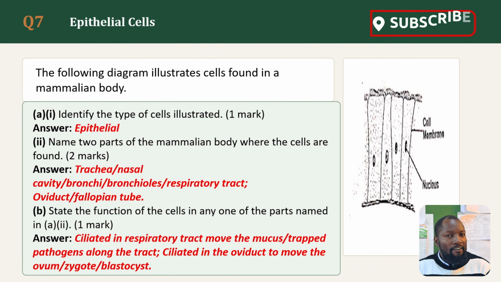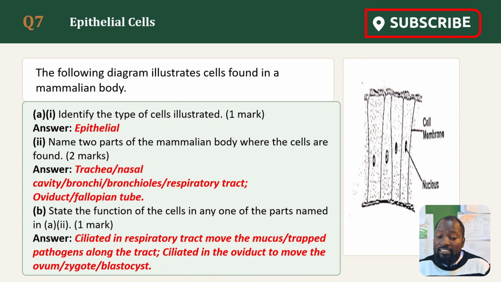Then part 2: name 2 parts of the mammalian body where the cells are found. Now, epithelial cells are found in very sensitive parts of the body, because the cilia-like structures on the epithelial cells are meant to detect especially foreign substances entering very delicate places. Like for example, the lungs. When you move towards the lungs, you move to the trachea, you must have these kinds of cells. Why? Because they help in detecting the entrance of foreign substances, like food or dust particles, so that it prevents the lungs from being damaged.